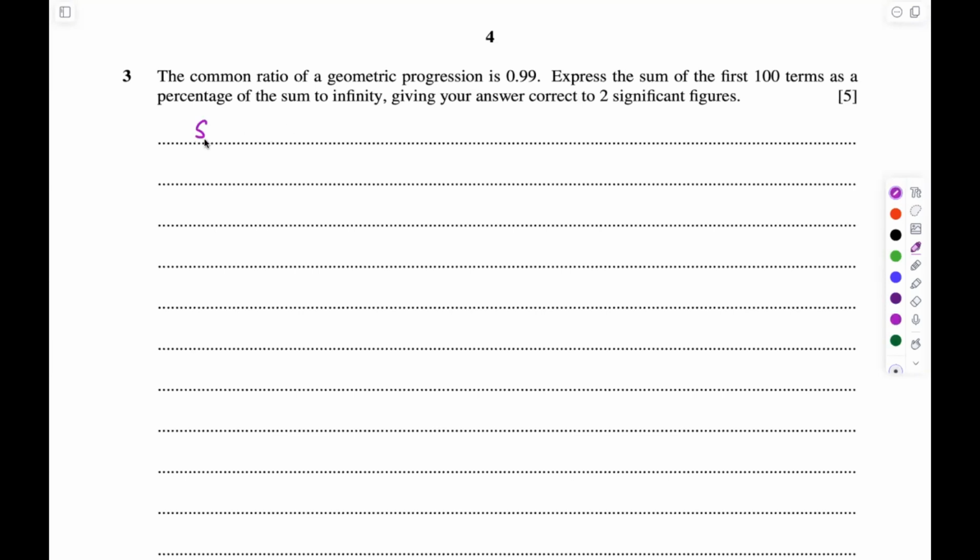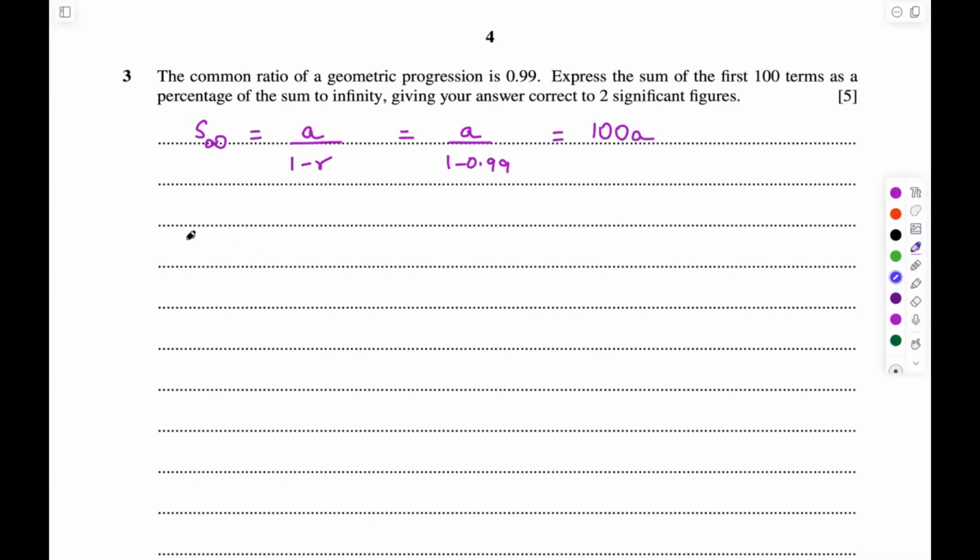We know that the formula for sum to infinity is given by a divided by 1 minus r. So we can write this as a divided by 1 minus 0.99. So a divided by 1 minus 0.99 will be equal to 100a.